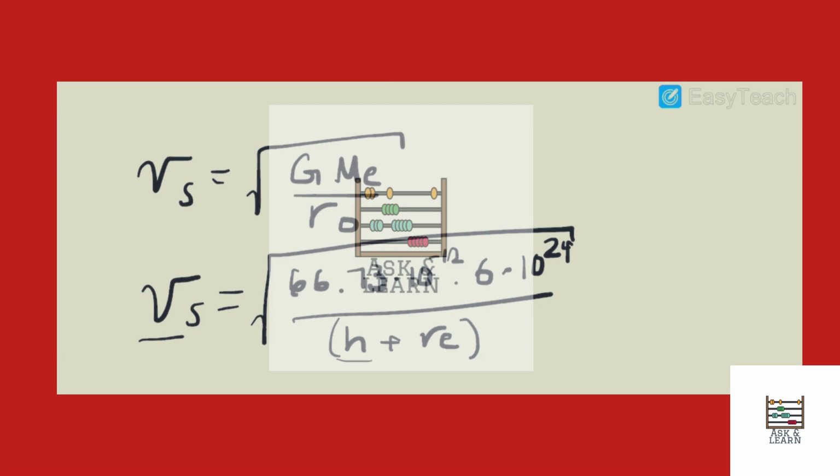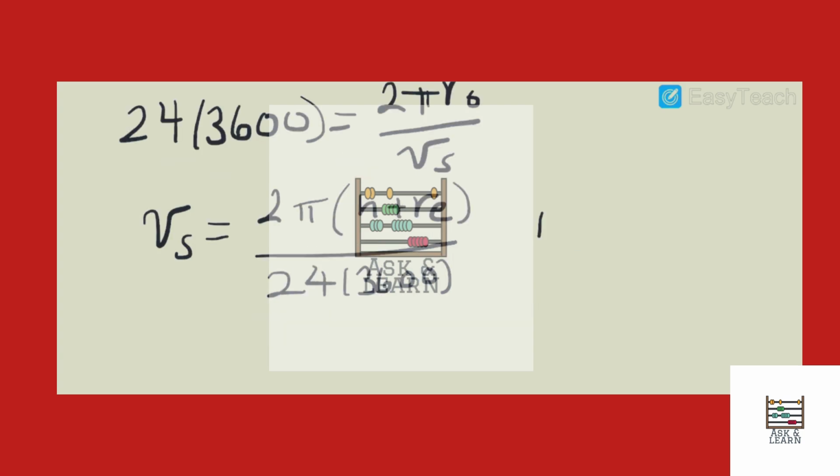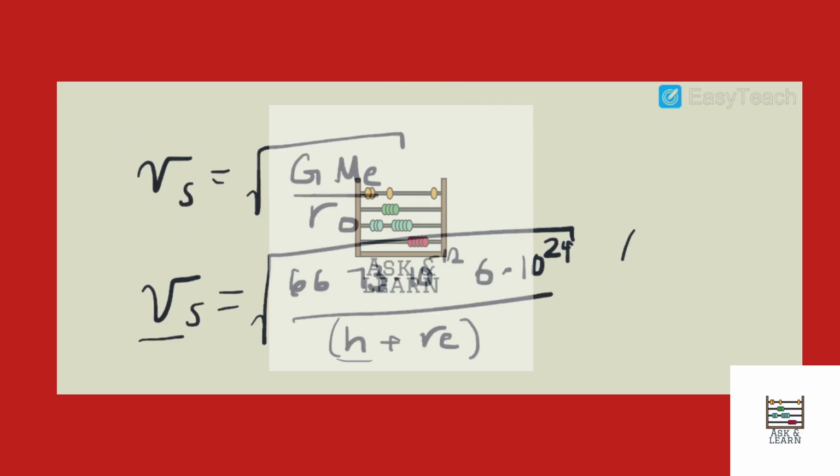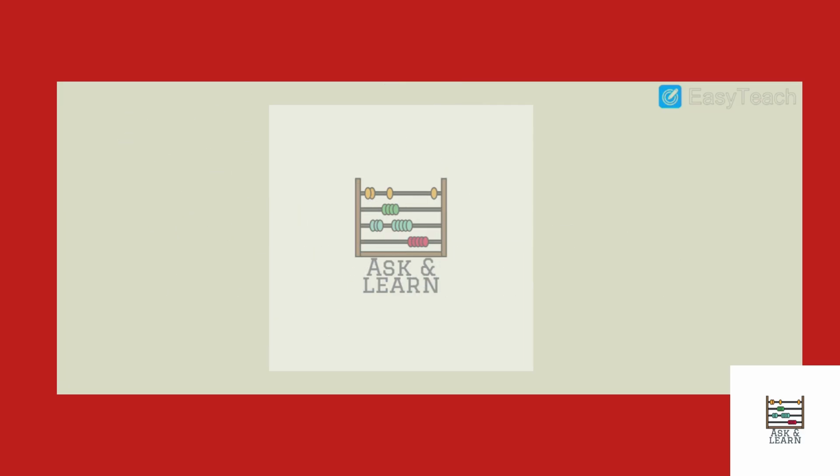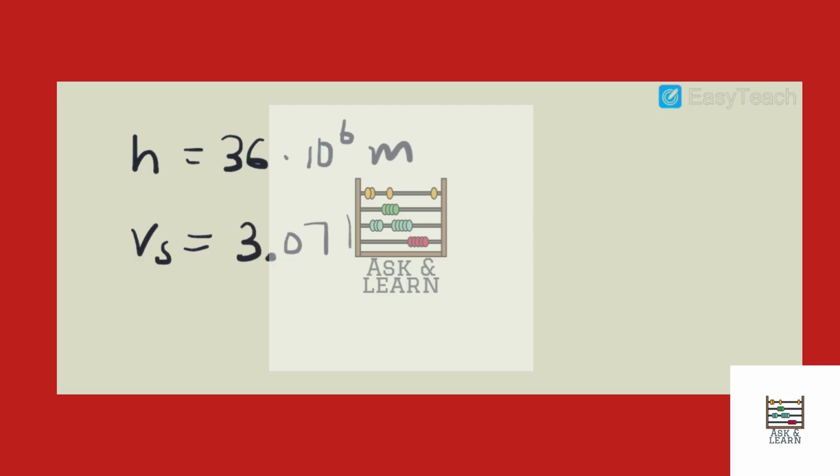So basically we have two equations. This is equation 1, and we have equation 2, and we can directly solve these simultaneously. This gives us that the height above the Earth is equal to 36 times 10 to the 6 meters, and the velocity vs is equal to 3.07 kilometers per second, and that is our final answer.